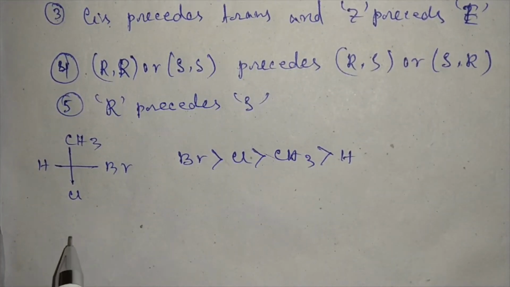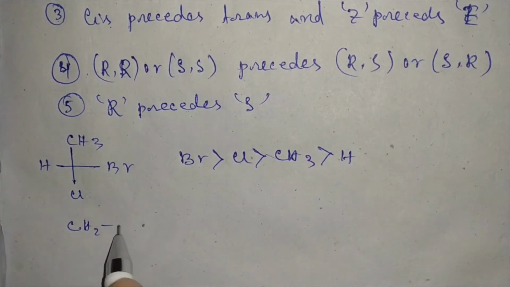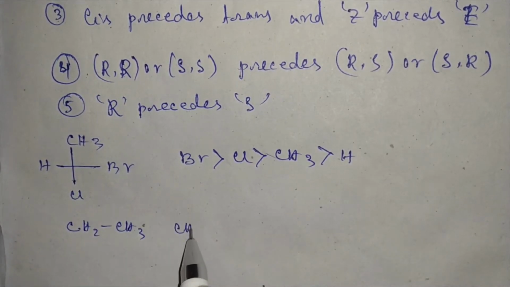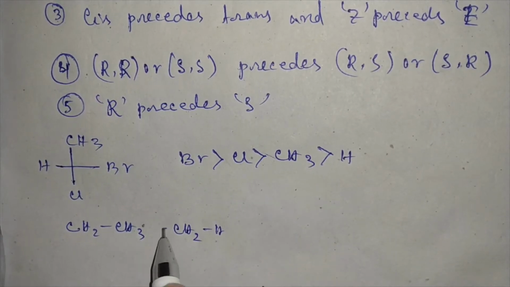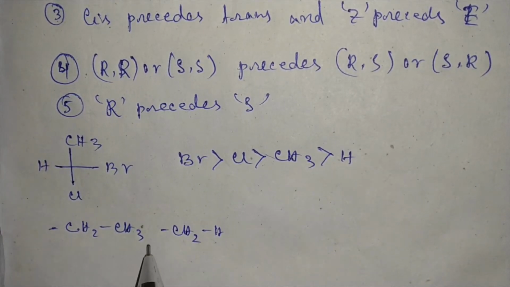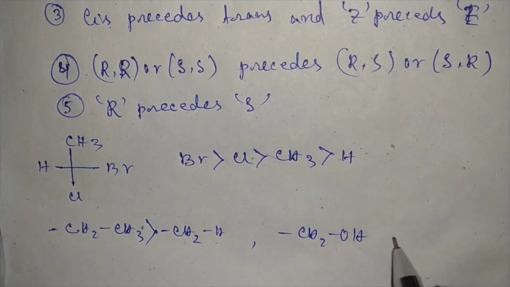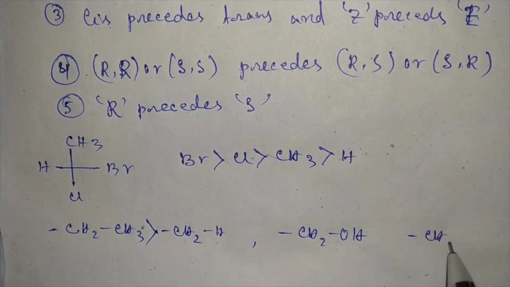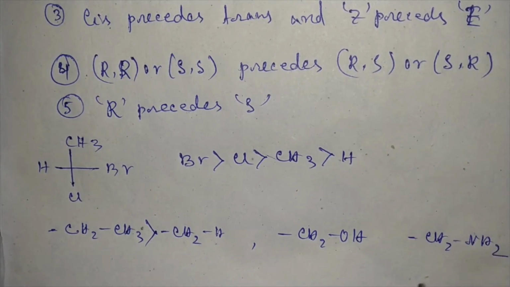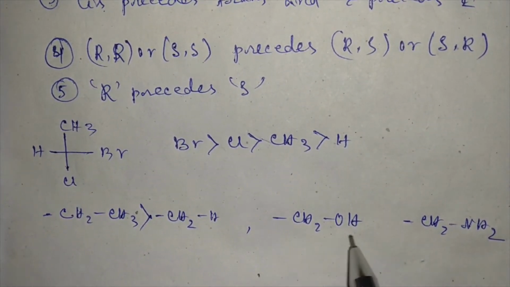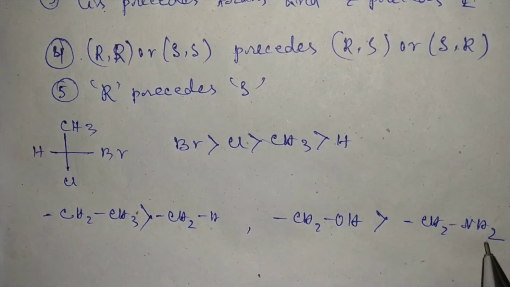If we take some other examples, like this, CH2CH3 and CH2H. Between these two, this one will have higher priority than this. If we take CH2OH and CH2NH2, then CH2OH will have higher priority than CH2NH2, because OH has higher priority than NH2.